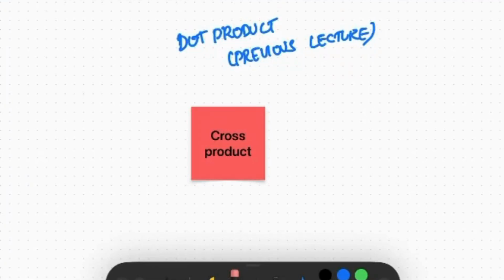Hello guys, welcome. In this lecture we are going to see about cross product. Before we go into cross product, let's have a small recap of what dot product is. For that, let me draw three cases of vector representation to explain this dot product.